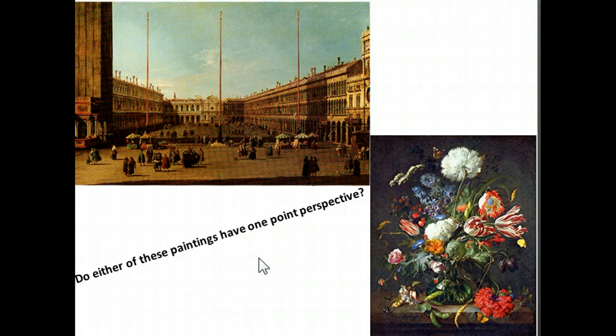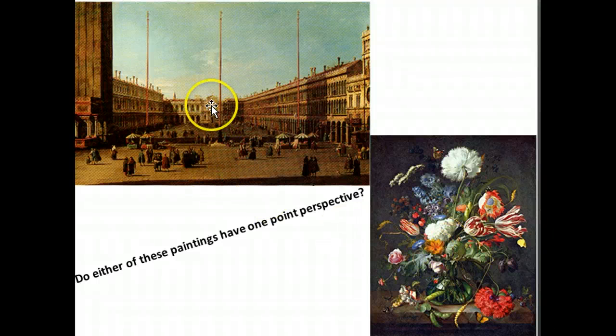And what about these two paintings? Do either of them have one-point perspective? Is there a vanishing point? Is there a horizon line? Are there orthogonal lines? If we look at the still life here, you could consider the horizon line as the back of the table where it meets the wall. That could be considered a horizon line, but there are no orthogonal lines. There is no vanishing point. This is simply a still life.